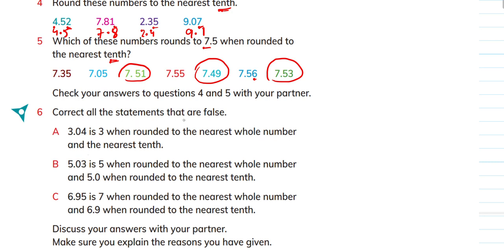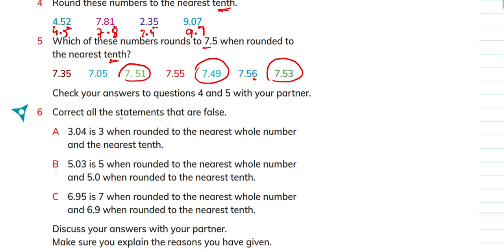Correct all the statements that are false. Are you writing? Are you doing it, or did you do it already? I will not accept it if you did it already. Do it with the teacher in the class. If you want to do extra practice, make a separate copy.